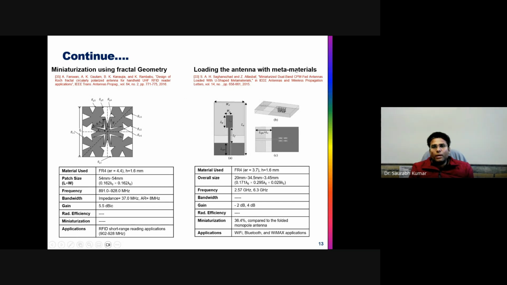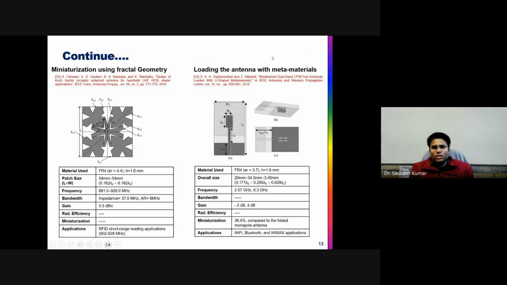Loading the antenna with the metamaterial: they have loaded this antenna with some metamaterial. They have used DNG and MNG, double negative and double positive metamaterial, at different frequencies. Here, the shorting pins method is used to enhance the equivalent inductance, and hence the resonance is downshifted. But at the lower resonance frequency the gain is minus 2 dB, and at the higher one it is 4 dB.